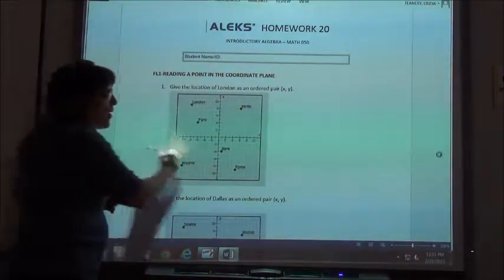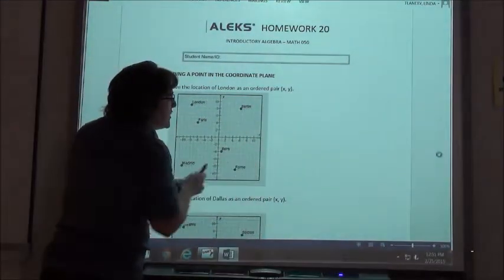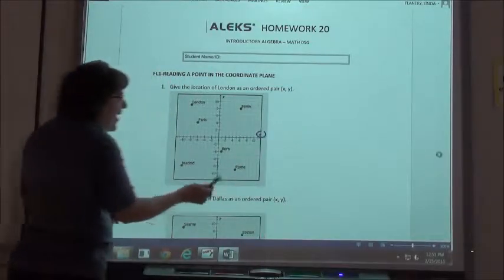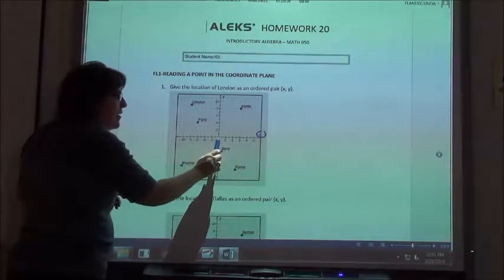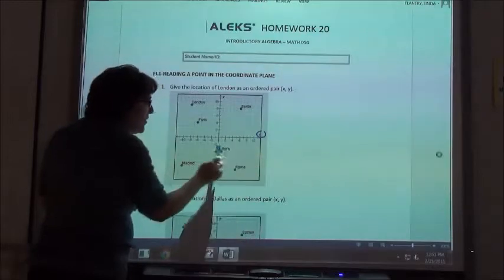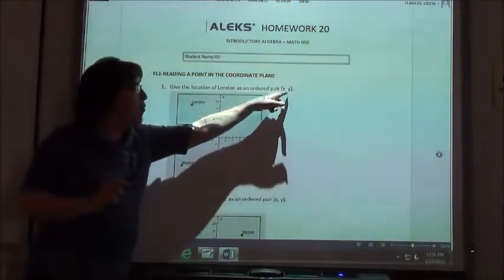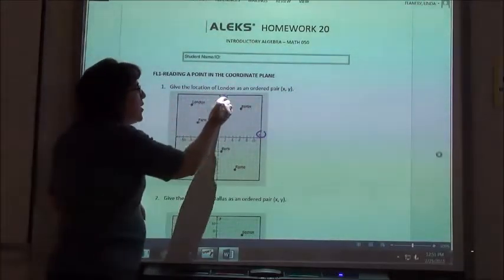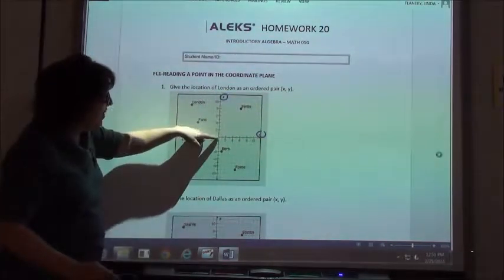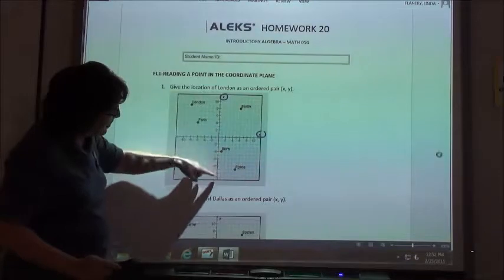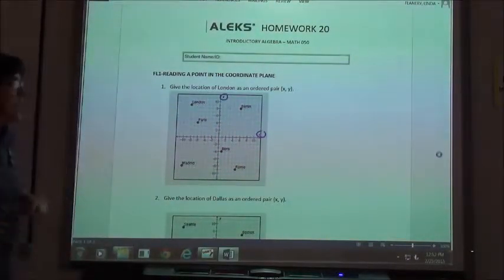So if you look at your graph, there is the horizontal axis, which is labeled the x-axis. The x-axis is just like the number line. The numbers to the right are the positive numbers. The numbers to the left are your negative numbers. You also will have a y-axis. The y-axis is the one that goes up and down. The positive numbers go up, negative numbers go down. So when you're giving the location of the point, you have to do both directions.